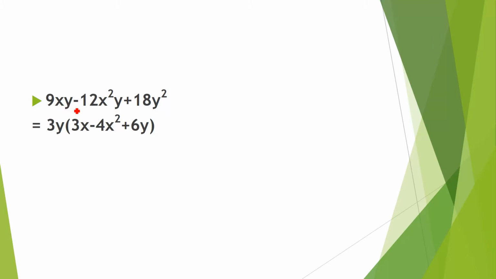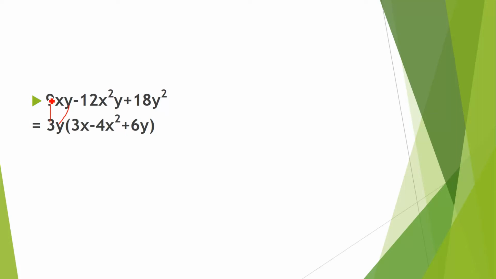The second question is 9xy minus 12x square y plus 18y square. So what can we take as a common? We can see that 3 we can take as a common, because 3 times 9, 3 times 4 is 12, 3 times 6 is 18. So 3, and then we cannot take x common. X is here, but we do not have x here. Y is here, y is here, y is here. But why are we not taking y square as a common? Because in 18y square there is y square, but in the others there is only one y, so we will take only one y as a common.